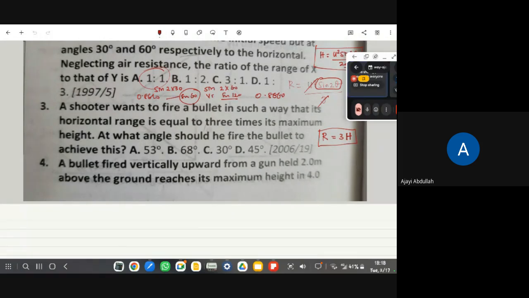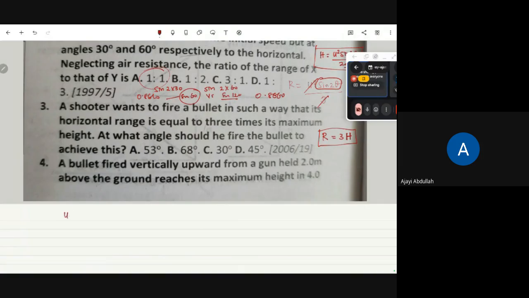Now, my range is u squared sine 2 theta over g, equals 3 u squared sine squared theta over 2g. So let's cross multiply. So we have 2g u squared sine 2 theta equals 3g u squared sine squared theta. Now, g cancels g, u squared cancels u squared. I'm left with 2 sine 2 theta equals 3 sine squared theta.